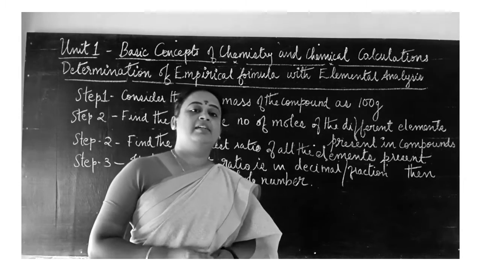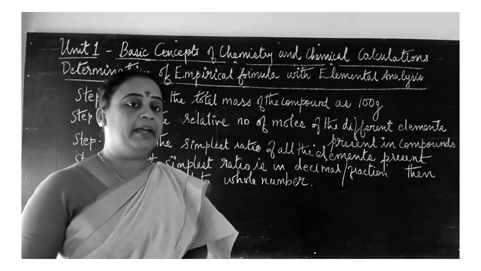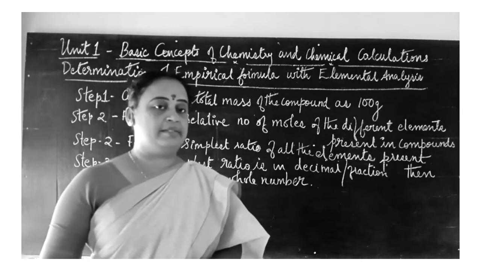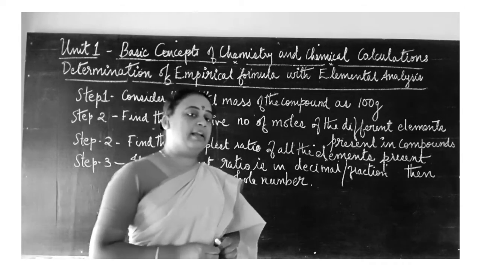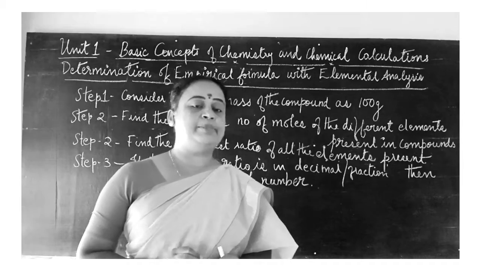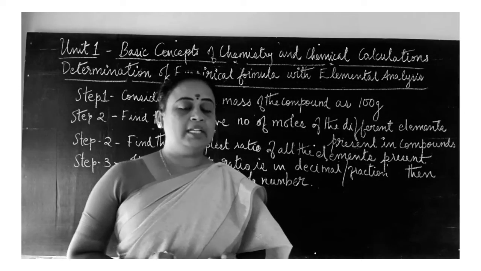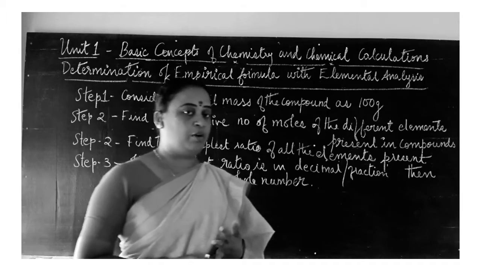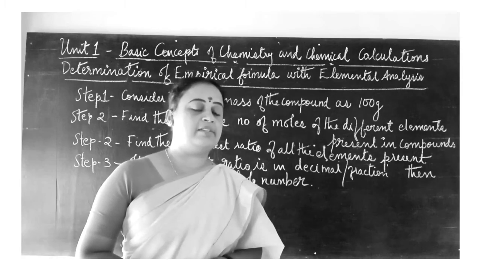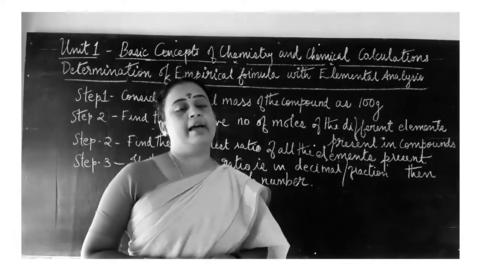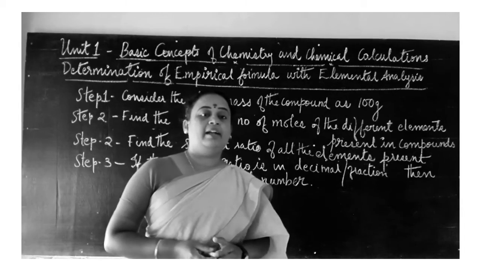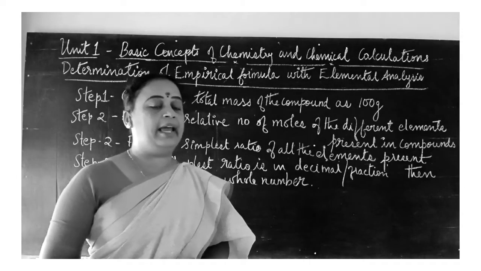Hello students, in this video let us study how to determine the empirical formula with elemental analysis. So what do we mean by elemental analysis? It means to analyze the elements present in the compound: what are the different types of elements present in the compound and how many are present. That is elemental analysis. By analyzing these elements we can write the empirical formula.